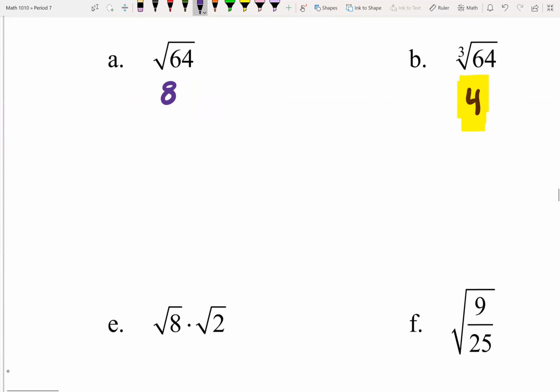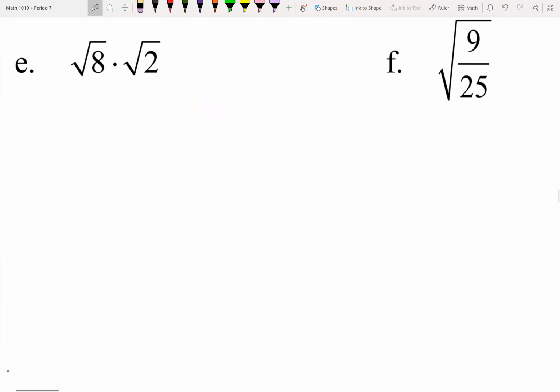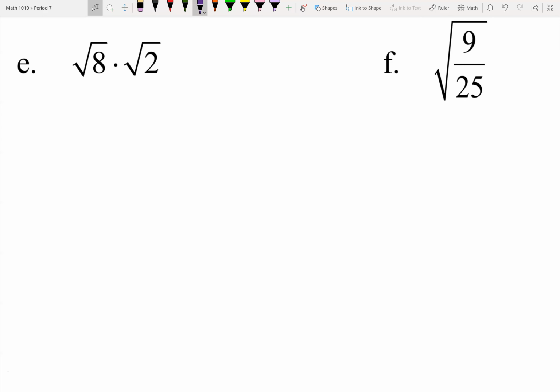Okay? Okay, question E. Together, separate, they're bad. Square root of 8 is a decimal, square root of 2 is a decimal. Pull them together. 8 times 2 is 16. Square root of 16 is 4. So just move things around.